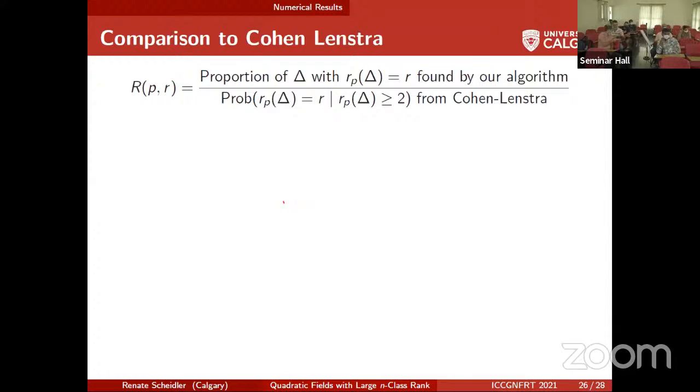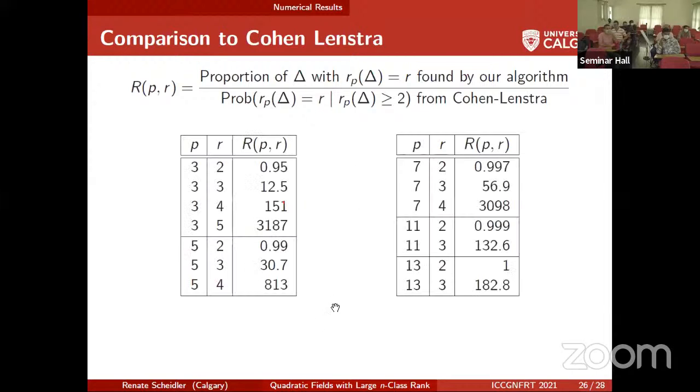So was that the yield that we got? For that, what we did is we computed the following proportion. In the numerator is the proportion of discriminants that we found of P class rank equal to R. And in the denominator is the probability predicted by Cohen-Lenstra that the P class rank is equal to R, given that it is at least 2. We have to include that because we only keep the ones where it is at least 2. And so this proportion here should really converge to 1, right?